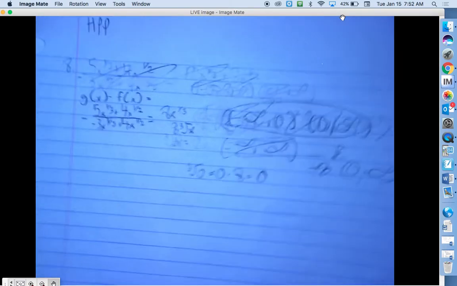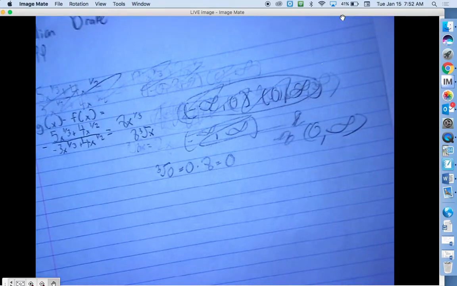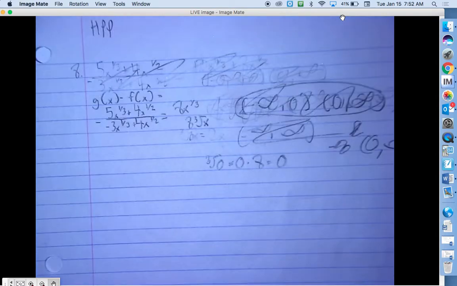All right, so the problem asks you to do g minus f, which will give you f, 5 times x to the power of 1/3 plus 4 times x to the power of 1/2, minus negative 3x to the power of 1/3 plus 4x to the power of 1/2, which would give you 8x to the power of 1/3.